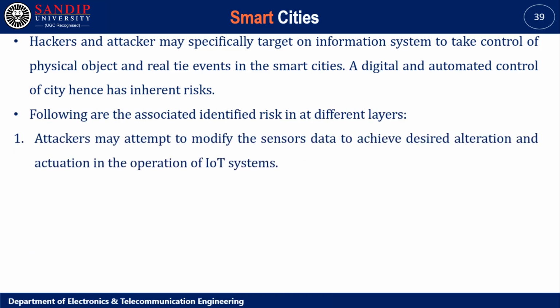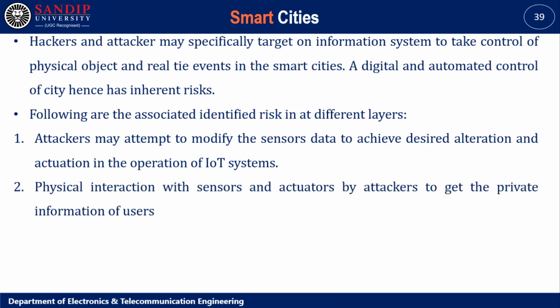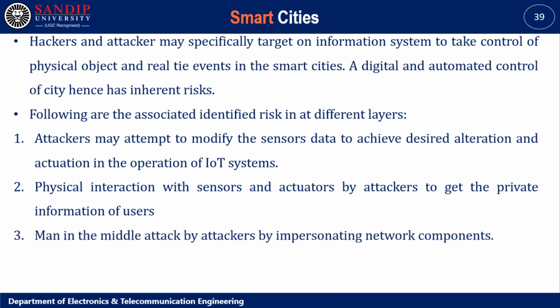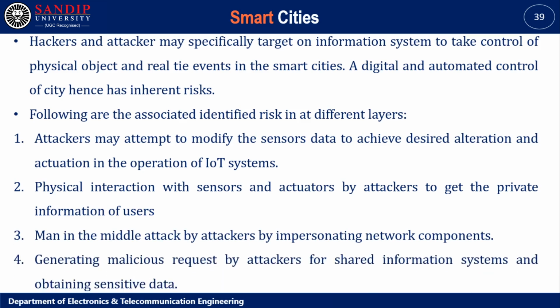Attackers may attempt to modify the sensor data to achieve the desired alteration and actuation in operation of the IoT system. Physical interaction with sensors and actuators by attackers to get the private information of users. Man in the middle attack by attackers by impersonating a network component. Generating malicious requests by attackers for the shared information system and obtaining sensitive data.